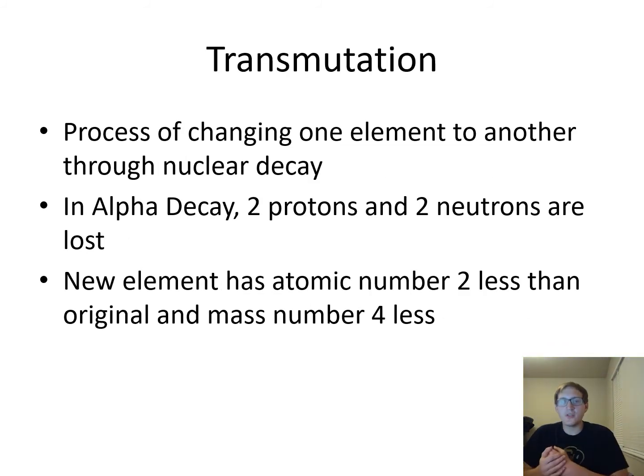Okay, transmutation. This is the process of changing one element to another through nuclear decay. In alpha decay, 2 protons and 2 neutrons are lost, so the new element that you get is always going to be 2 atomic numbers behind. So if you started out with an atom that had an atomic number of 10, once it goes under alpha decay, you now have the element with atomic number 8. So it's always a -2, and it also loses 4 from its mass number, again, because that's what it's giving off.